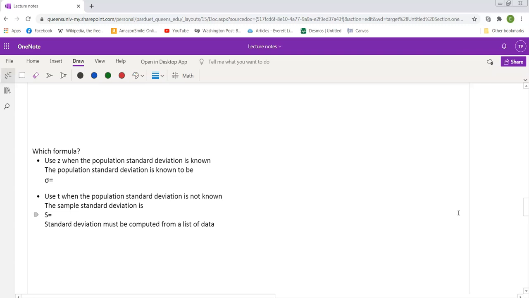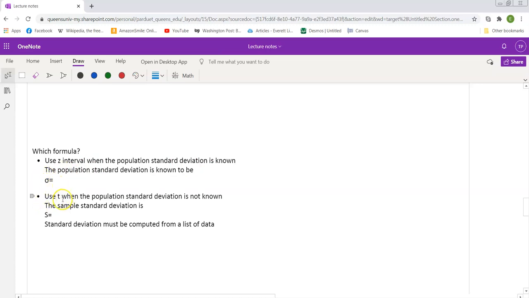So for now, I know you've got one section and then the other, and so it's pretty obvious. But later on, on a test or something, you might not know. So here's the difference. You're going to use the Z interval, what we did in section 8.1, when the population standard deviation is known. And here are two ways you might see that written. They might say the population standard deviation is, or is known to be, or they might say sigma equals.